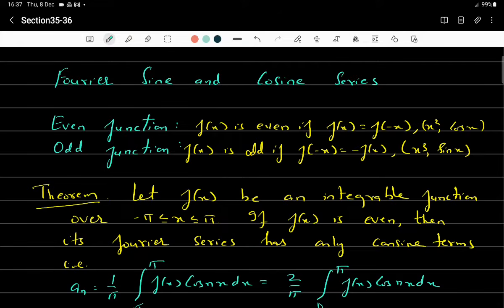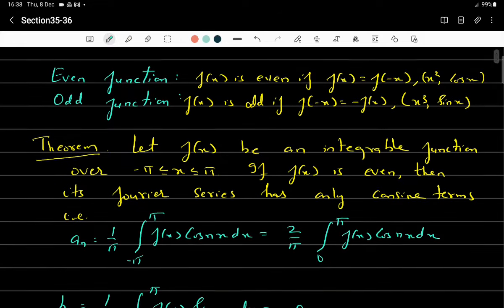Good morning everyone. So today we are going to start the last topic of Fourier series, which is Fourier sine series and Fourier cosine series. To begin with, let's recall the concept of even function and odd function. We say that f of x is even if f of x is equal to f of minus x. For example, x square and cos x are even functions. f of x is odd if f of minus x is minus f of x, that is x cube and sin x are odd functions.